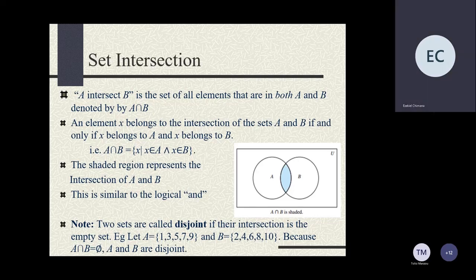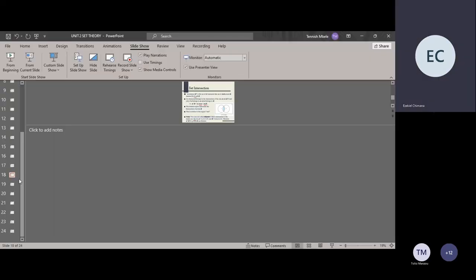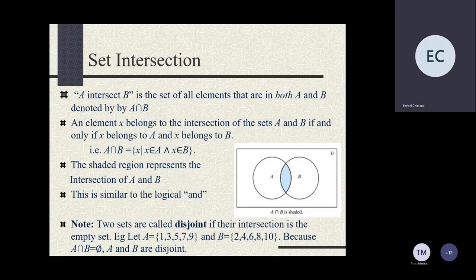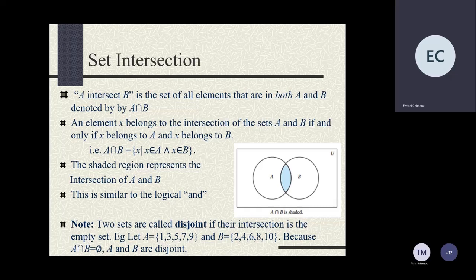On slide number 18, we are talking of an intersection. A intersect B is the set of all elements that are in both A and B, and it is denoted by A intersecting B, with the U turned upside down. An element X belongs to the intersection of the sets A and B if and only if X belongs to A and X belongs to B.